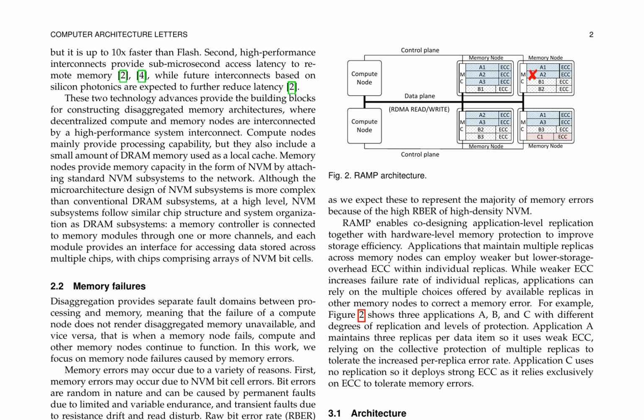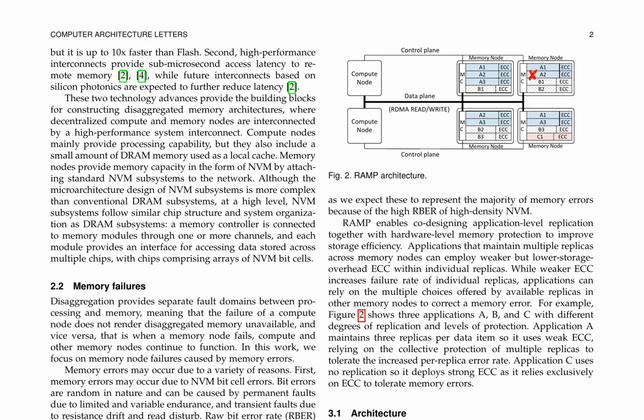In disaggregated memory architectures, high raw bit error rates, RBER, in non-volatile memory, NVM, technologies like phase change memory, PCM, and resistive random access memory, ReRAM, pose significant challenges. To address these errors, this paper proposes a flexible software-defined protection architecture called Replication-Aware Memory Error Protection, RAMP.